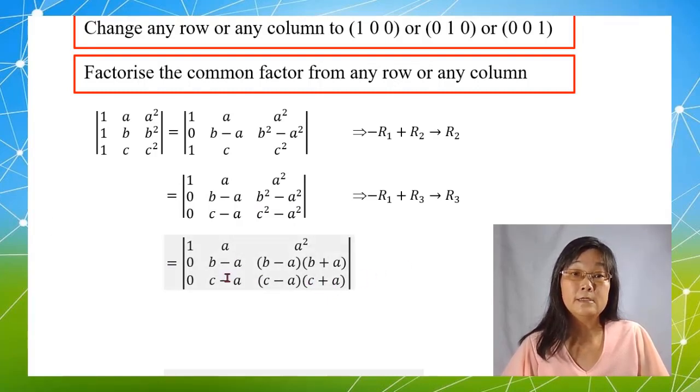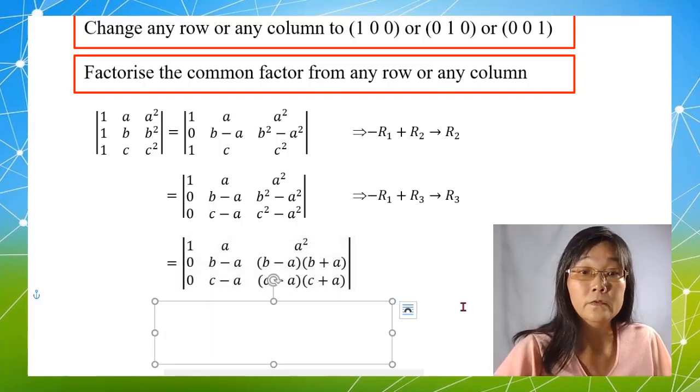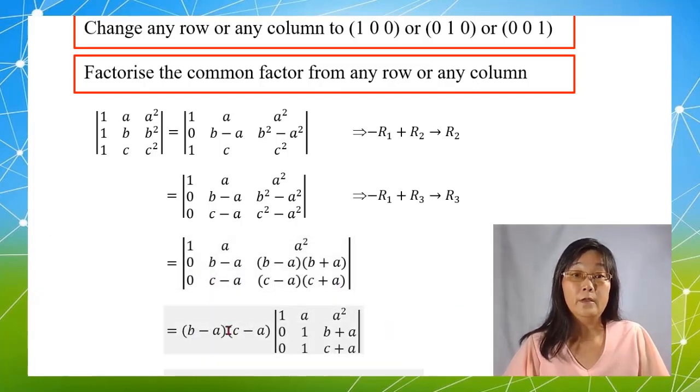So after that, I can factorize B minus A from the second row and C minus A from the third row. Now when I factorize B minus A and C minus A, the second row becomes 1, B plus A and the third row becomes 1, C plus A.